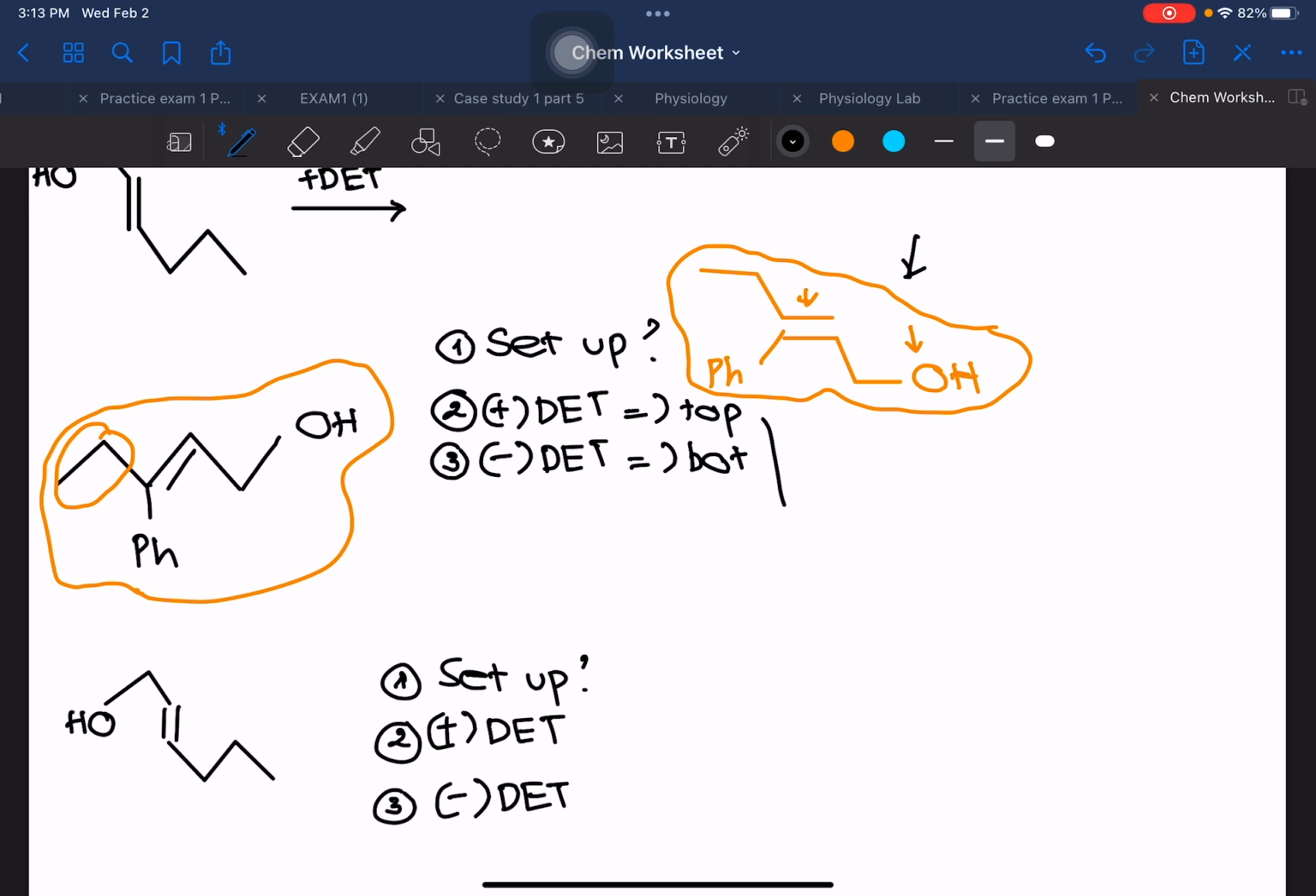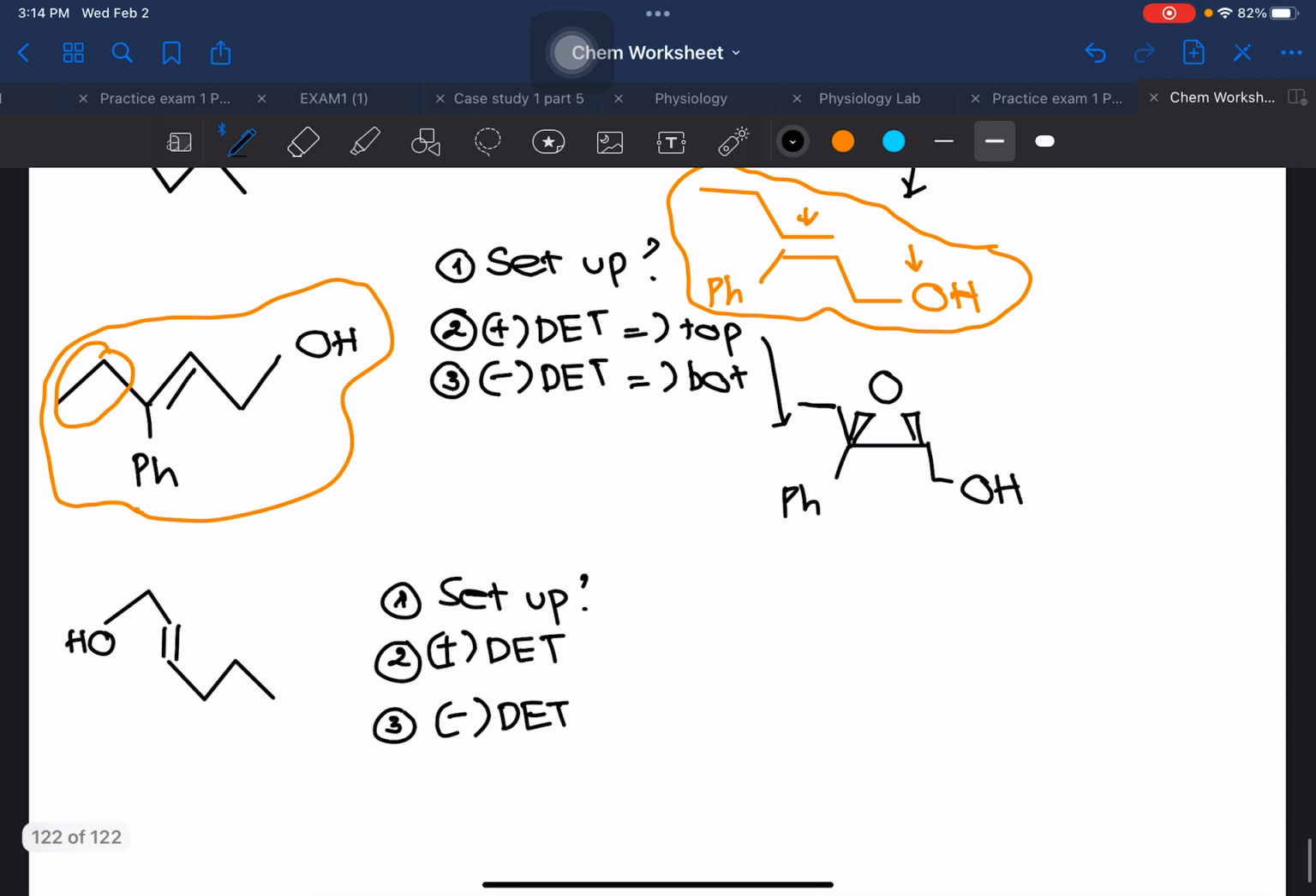And then you will have your epoxide forming to the top. So draw out that horizontal line that used to be your double bond, right? And then draw everything that's attached to it, including the OH and the phenol and the ethyl. And then the product for plus DET will just be this, going up towards you, okay? While the product for negative DET will be the different one, the opposite one. So it will be this one where it forms downwards. It's going away from you.